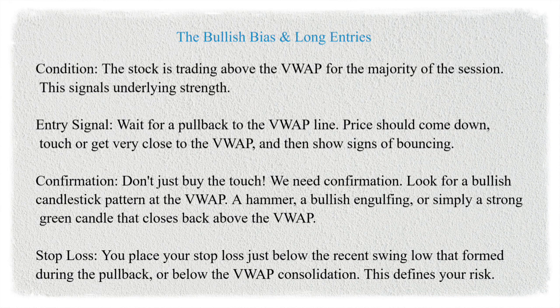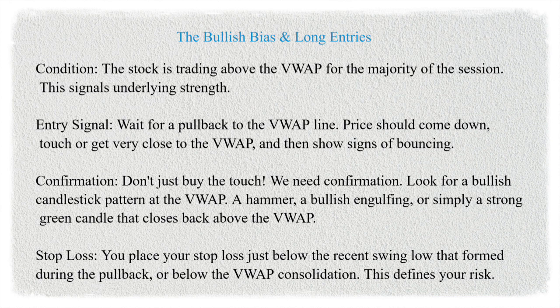Scenario 1, the bullish bias and long entries. Condition: the stock is trading above the VWAP for the majority of the session. This signals underlying strength. Entry signal: wait for a pullback to the VWAP line. Price should come down, touch or get very close to the VWAP, and then show signs of bouncing. Confirmation: don't just buy the touch, we need confirmation.